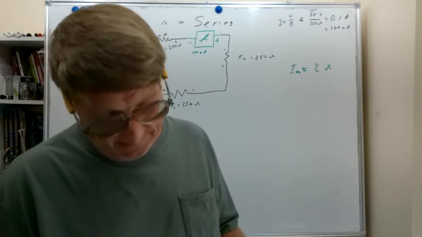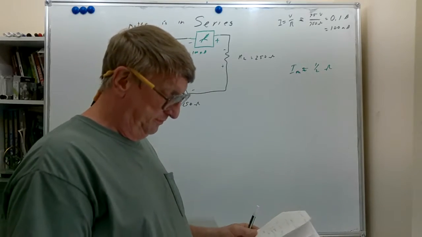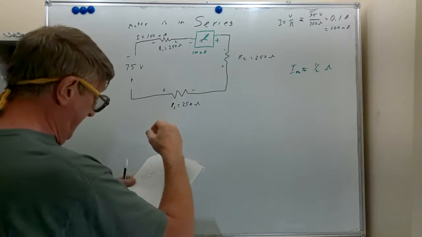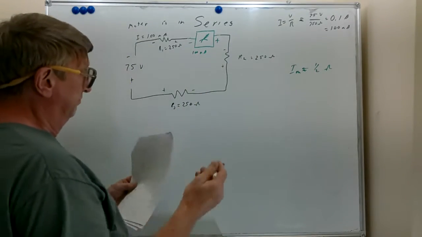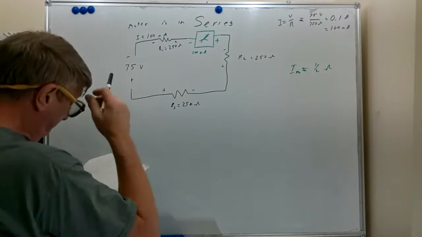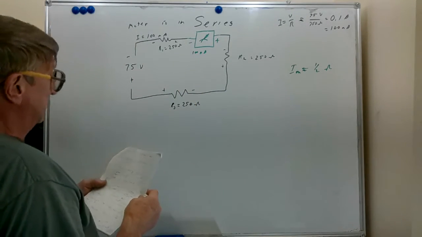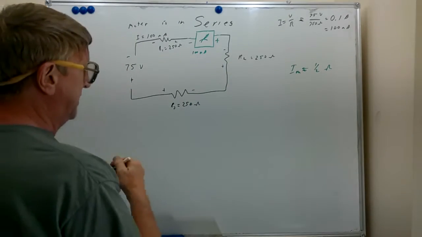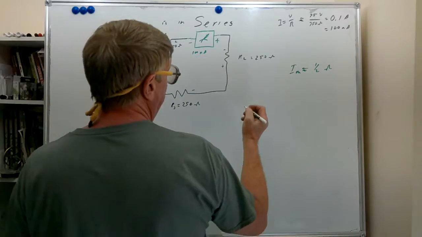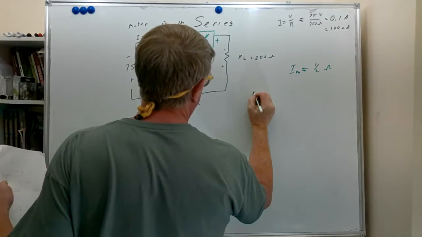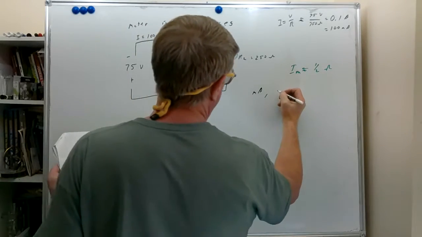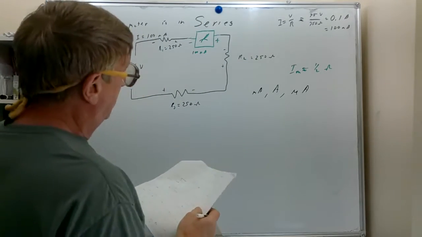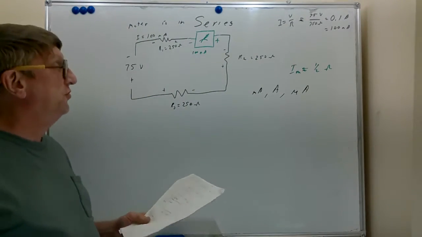Now, let's see here. We've put a 100 milliamp meter. We've connected the polarity in properly. And the meter's rated at 100 milliamps. And meters can be rated in milliamps. They can be rated in amps. They can be rated in microamps. And we need a low resistance for a current meter.